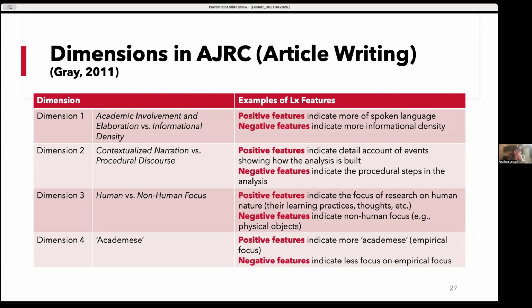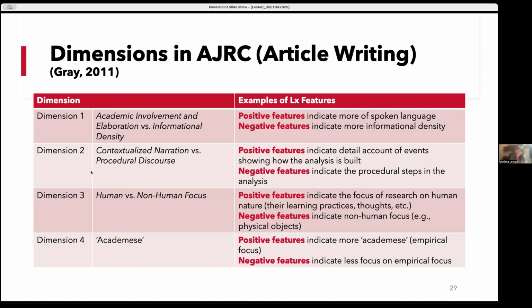So if we look at that, the communicative functions of language are put on a continuum. In the positive pole, it has more positive linguistic features, and the academic involvement and elaboration indicates that the graduate students write in more of the spoken language rather than in the written language. While the negative features indicate that the graduate students write with more informational density, and we can characterize that based on what linguistic features co-occur together.